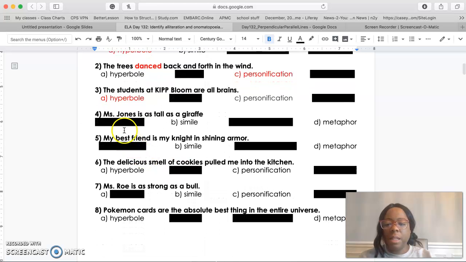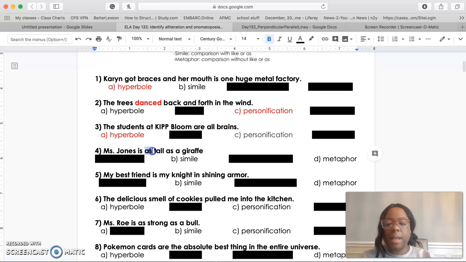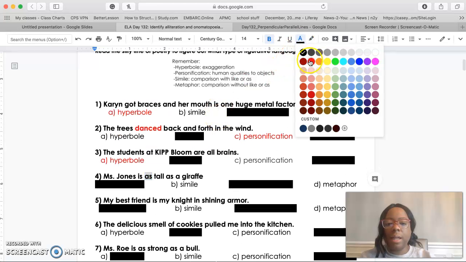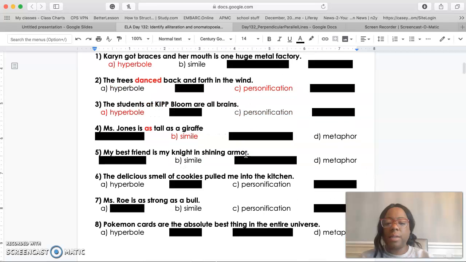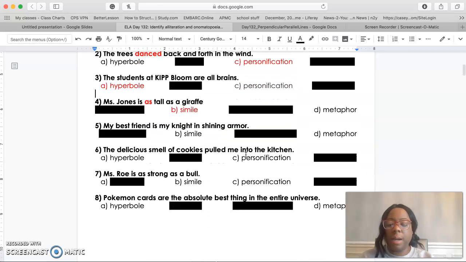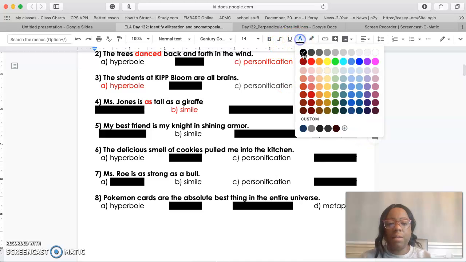Number 4. Miss Jones is as tall as a giraffe. Ooh, I hear a keyword, and that is the word as. I'm going to make sure I go in and I make that difference because it sticks out. And since we have the word as, we know that it is a simile, and we're going to highlight that answer. Number 5, my best friend is my knight in shining armor. B, our option is simile. D, our option is metaphor. I don't remember seeing any words that say like or as, so I know my answer is D, metaphor.